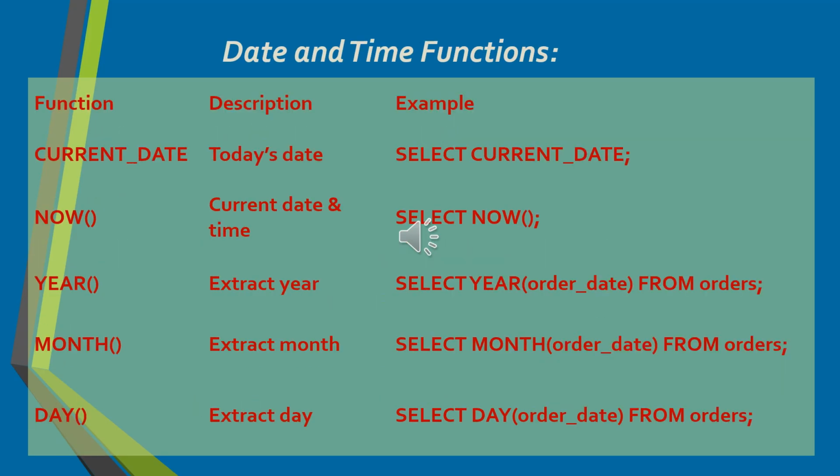Date and time functions help in finding current dates or formatting dates. Examples include current date, now, year, month, day. I have provided an example for each and every function. Please go through it.